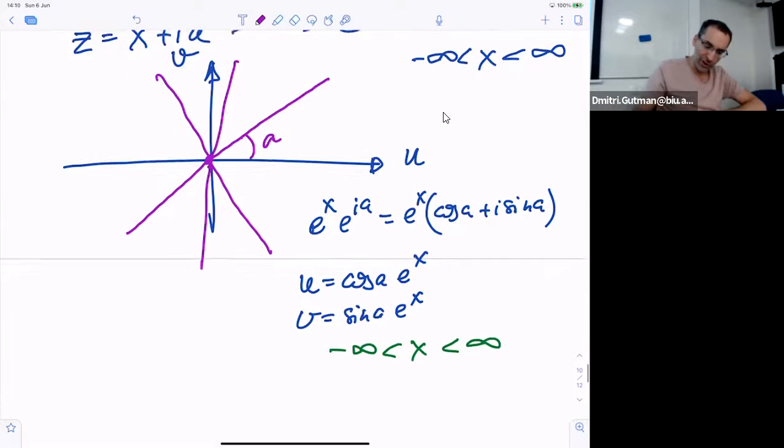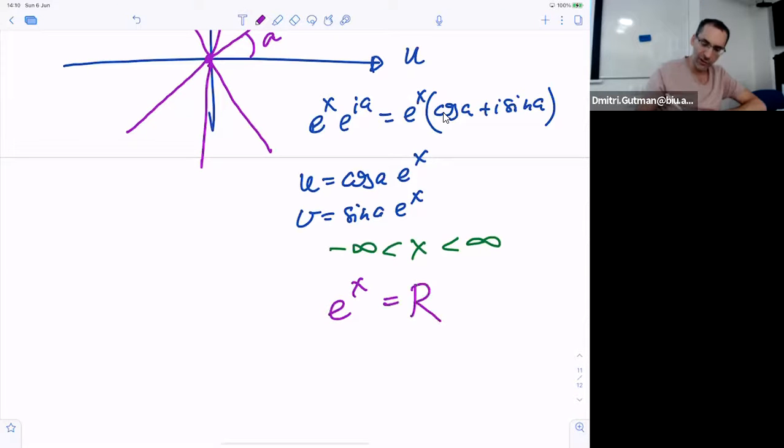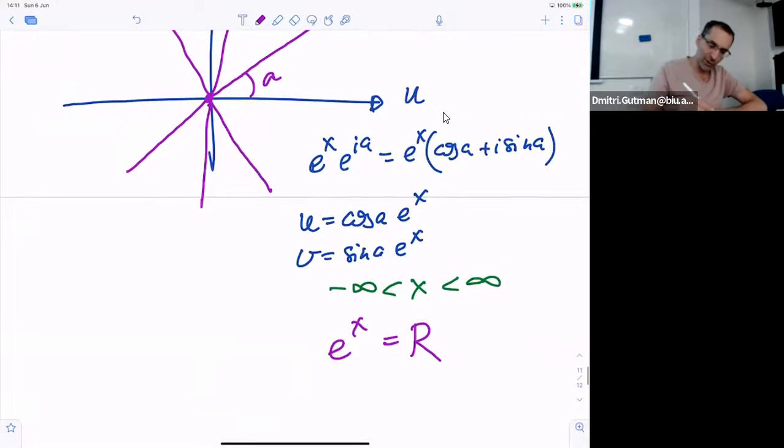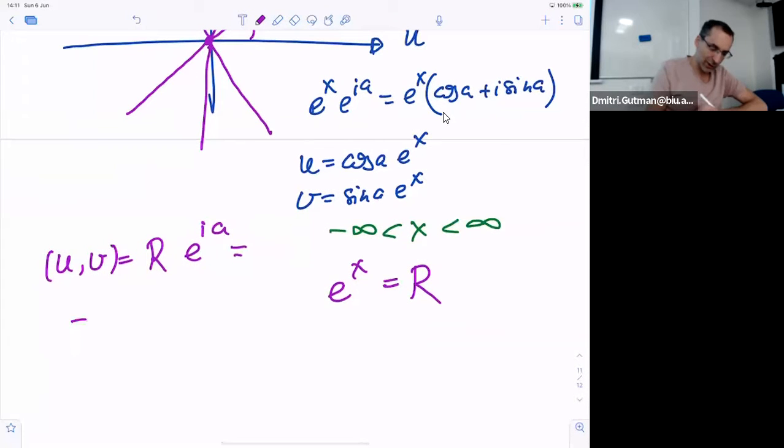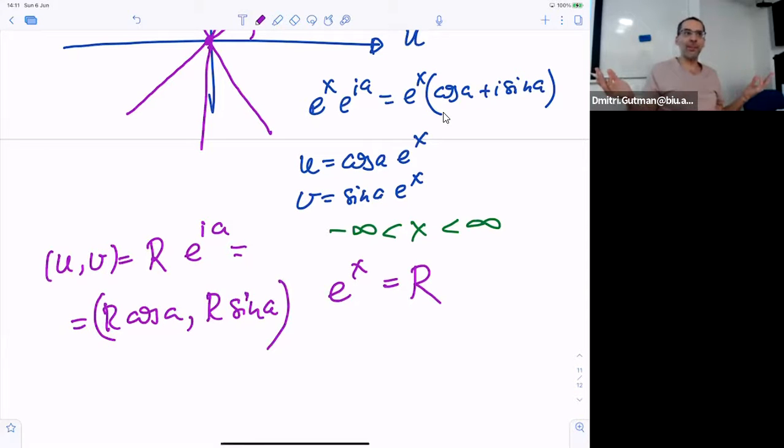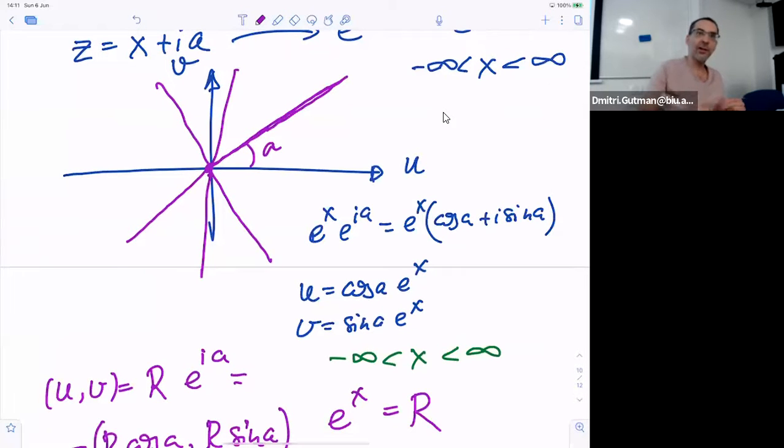But as I move, essentially I can look at e to the power x and say this is the radius, the distance from the origin. As I change x, I change the distance from the origin. So I have essentially my coordinates u and v as some radius vector times e to the power ia, which is radius vector cosine a, radius vector sine a. So it's a point on a circle of radius r at the angle a. Now if I don't change the angle, I change the radius. So this point goes along this ray. If I choose a different angle, I'll be moving along a different ray.